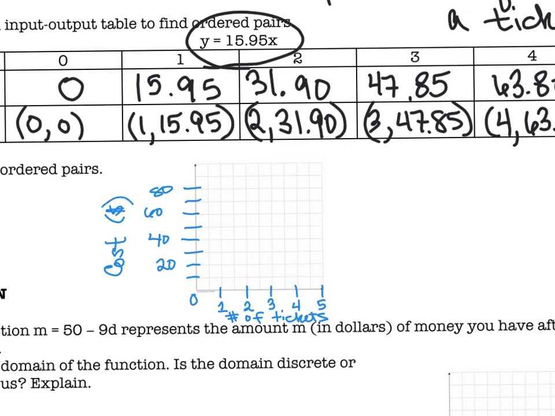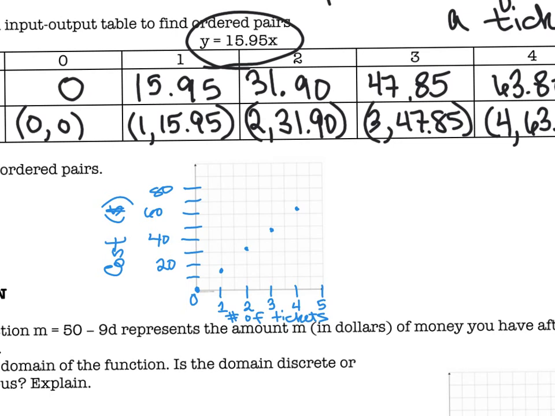When you purchase 0 tickets, you spend $0. 1 ticket is $15.95, so that'll be approximately there. 2 tickets, $31.90, so a little bit above the 30 mark. 3 tickets, $47.85, so just below the 50 mark. 4 tickets, $63.80, so just above the 60 mark.